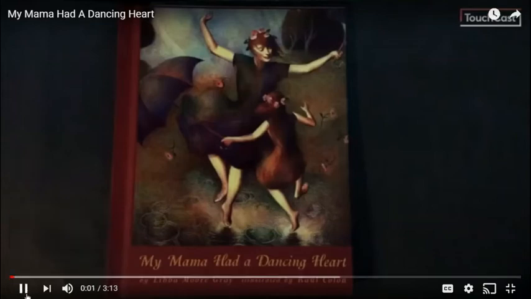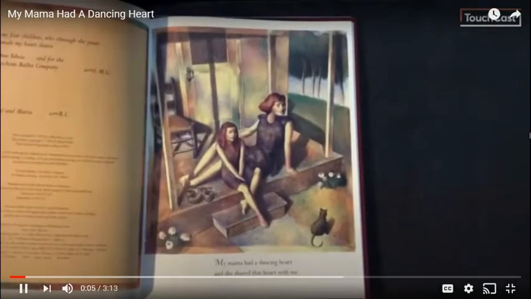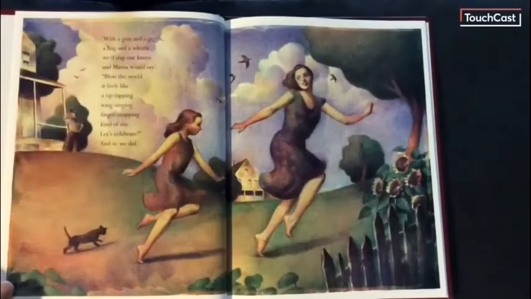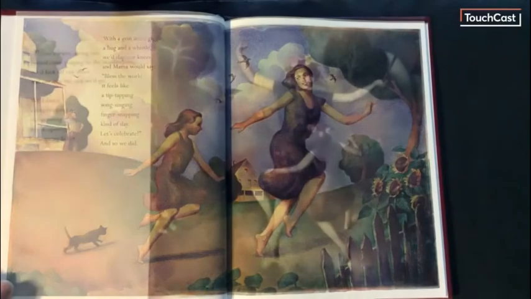Mama Had a Dancing Heart by Liba Moore Gray. Mama had a dancing heart, and she shared that heart with me. With a grin and a giggle, a hug and a whistle, we'd slap our knees, and Mama would say, "Bless the world, it feels like a tip-tapping, song-singing, fingers-snapping kind of day. Let's celebrate!" And so we did.